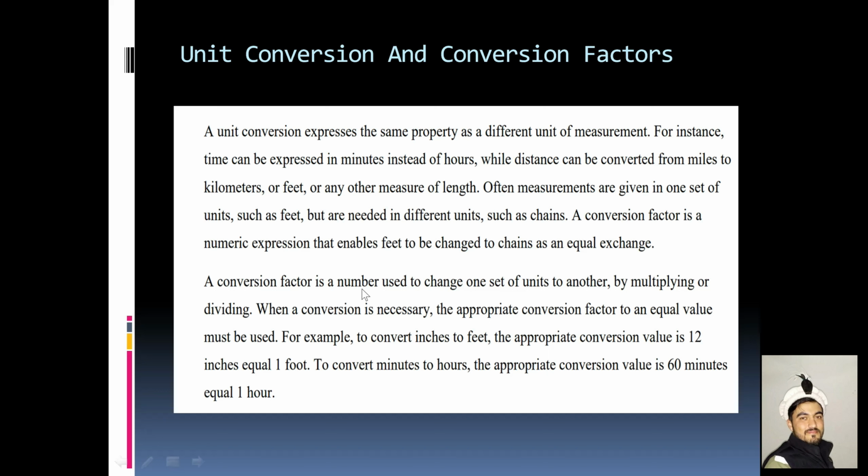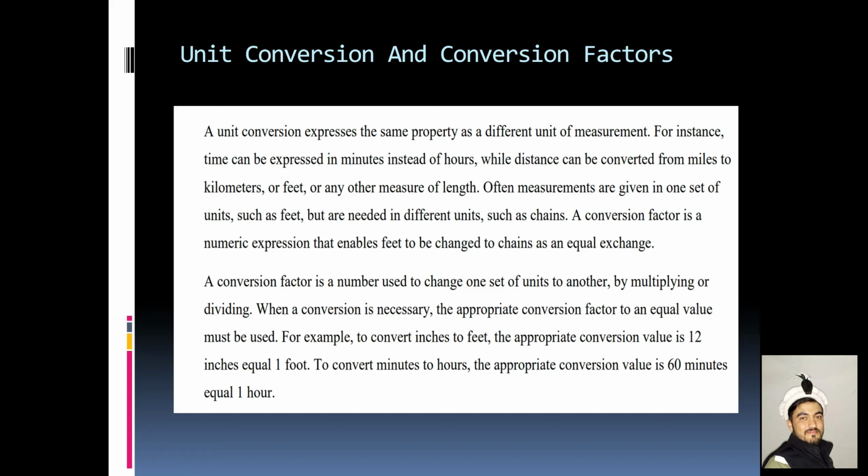Then a conversion factor is a number used to change one set of units to another by multiplying or dividing, and when a conversion is necessary, the appropriate conversion factor to an equal value must be used. For example, to convert inches to feet, the appropriate conversion value is 12 inches equal 1 foot. To convert minutes to hours, the appropriate conversion value is 60 minutes equal 1 hour. So these are known as conversion factors.